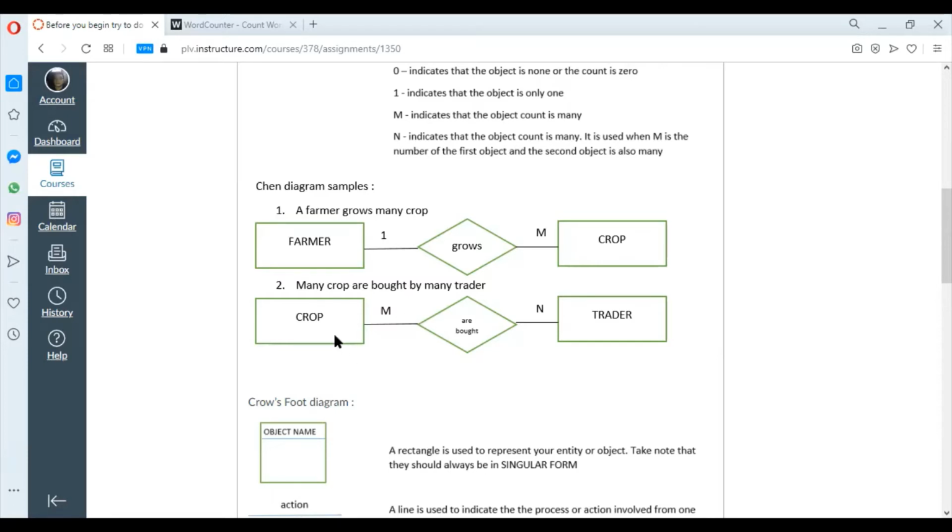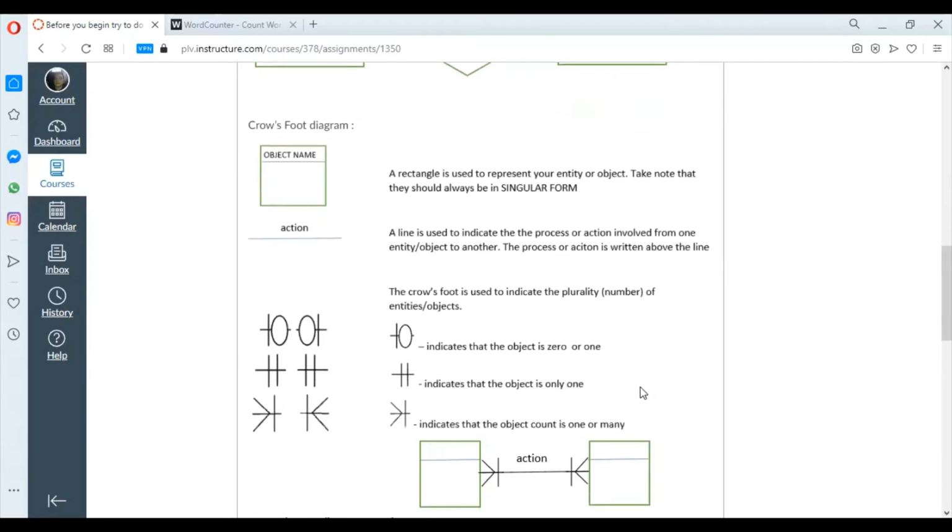For our second example, we have many crop are bought by many trader. So many crop are bought by many trader. Notice that as I have said earlier, if you have already used M as a symbol for many, and you are connecting to another object which is also many, instead of using M again, you will use the letter N. Okay.